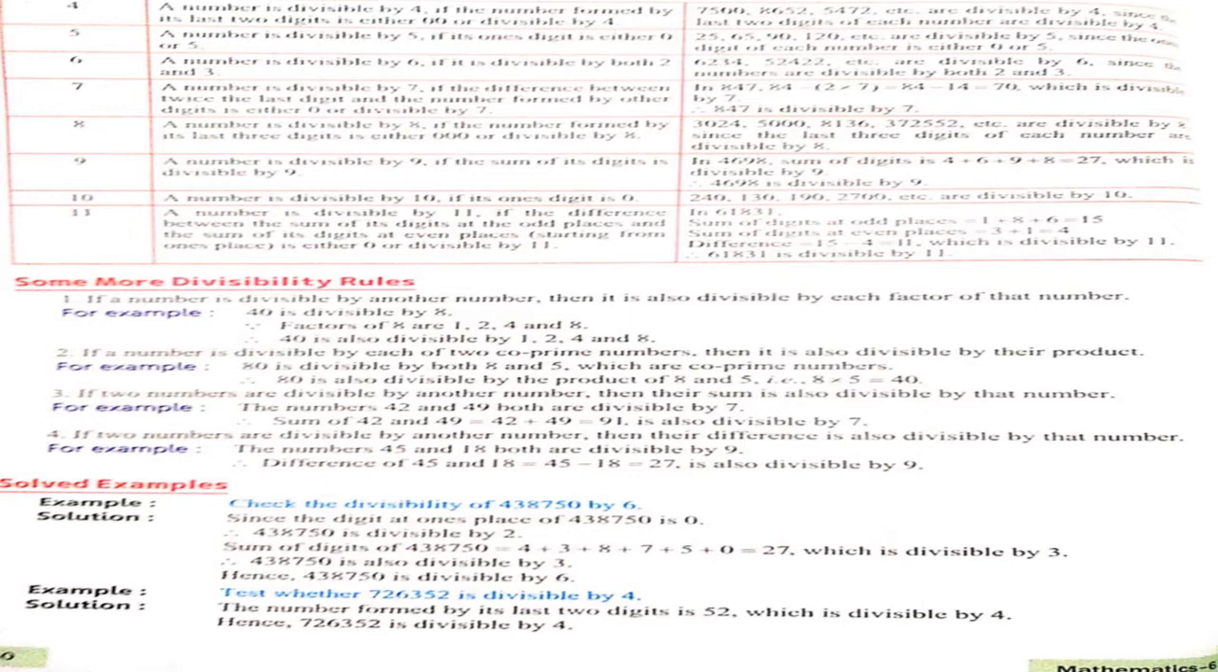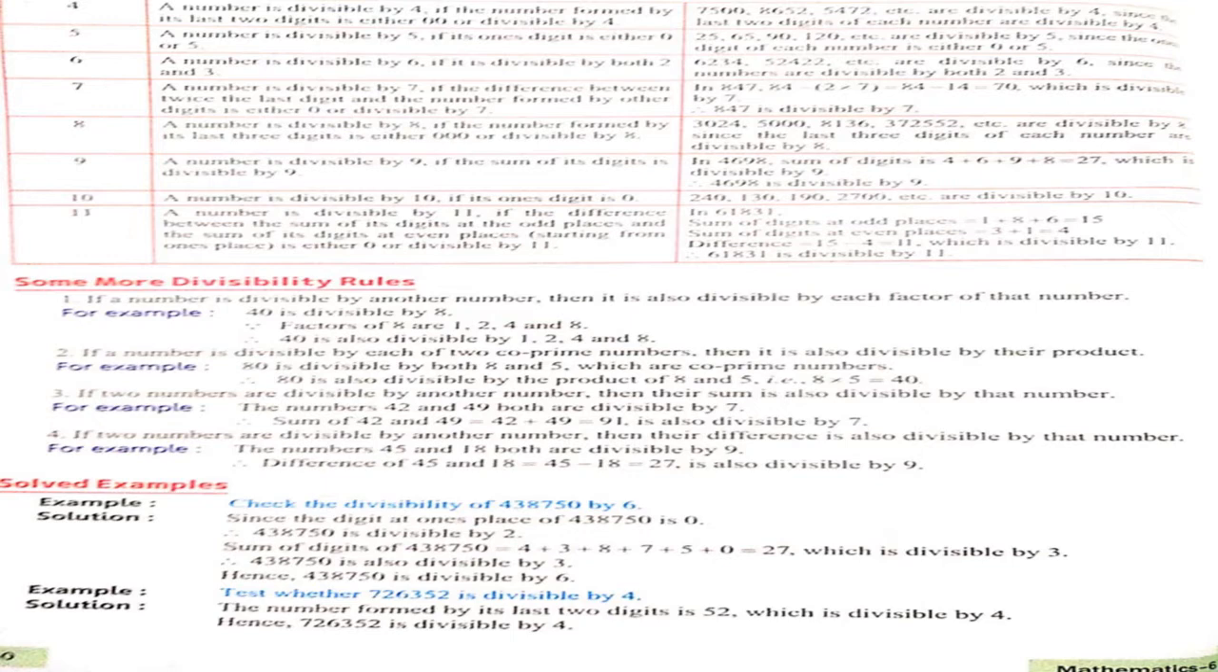Now 6. A number is divisible by 6 if it is divisible by both 2 and 3. Now 7. A number is divisible by 7 if the difference between twice the last digit and the number formed by the other digits is either 0 or divisible by 7. See the example 847: from 84 we will subtract 2 multiplied by 7. So 84 minus 14 equals 70. So 70 is divisible by 7. Therefore this number is divisible by 7.